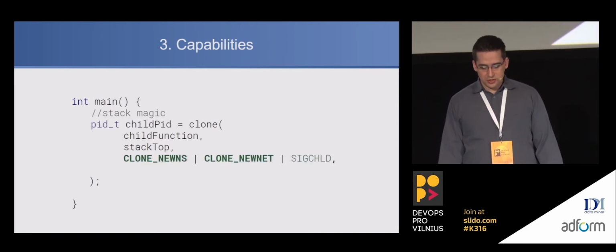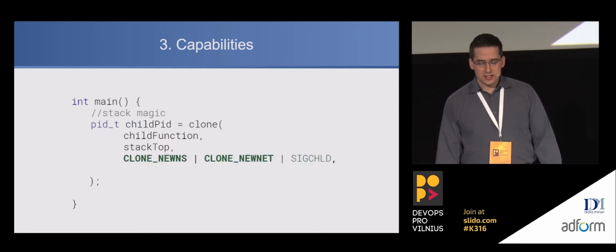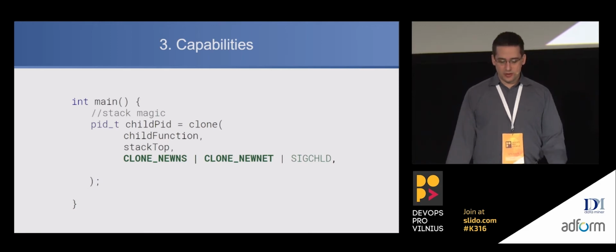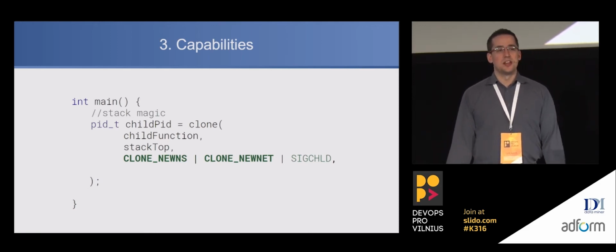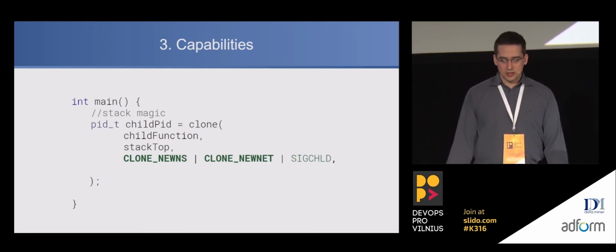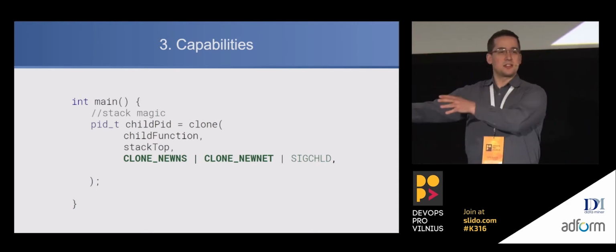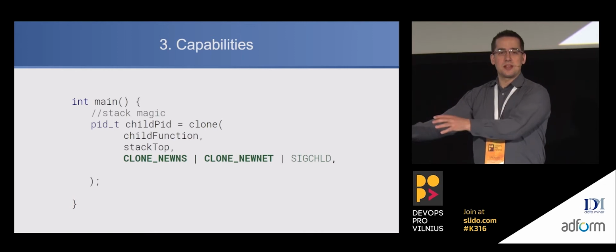And what we do here is we pass a bunch of flags. In this case, we are going to pass the flag CLONE_NEWNS, which means new namespace. And we're going to say CLONE_NEWNET, which means please start this process with a new network namespace.